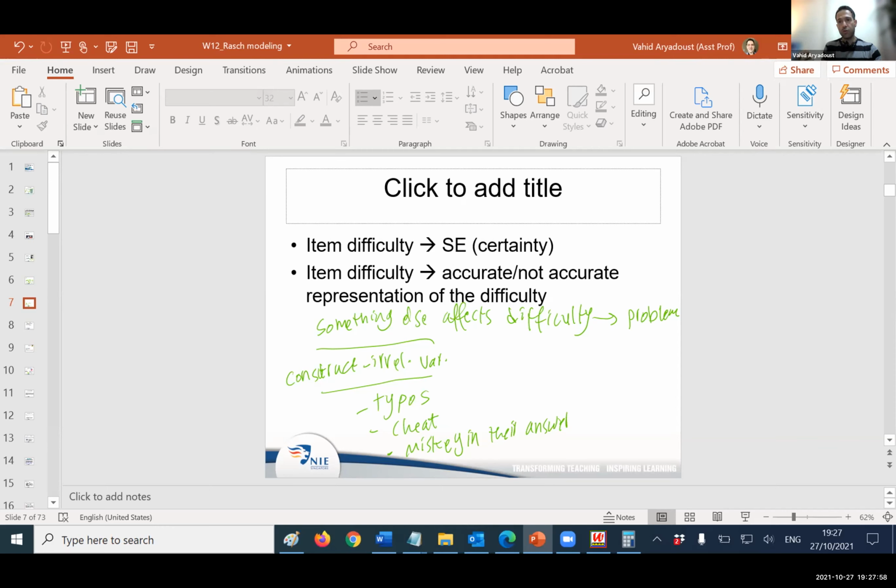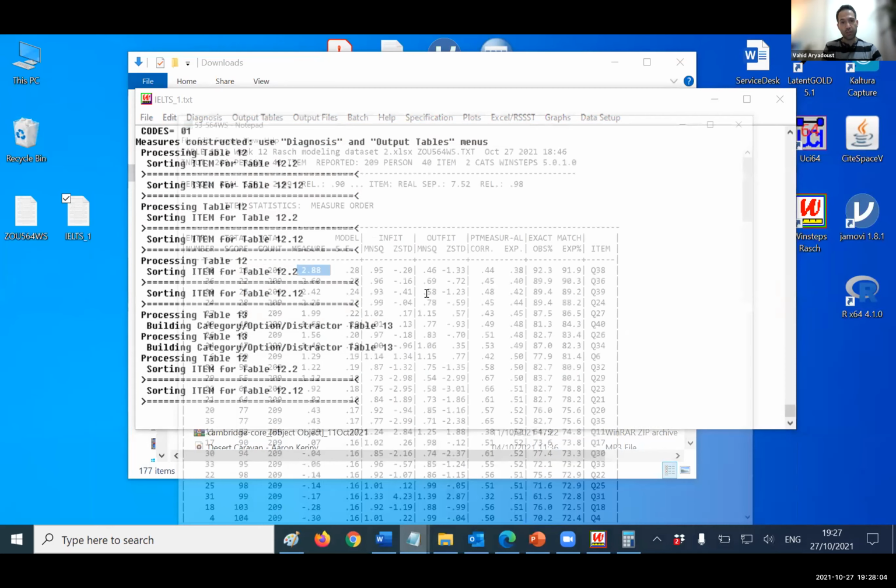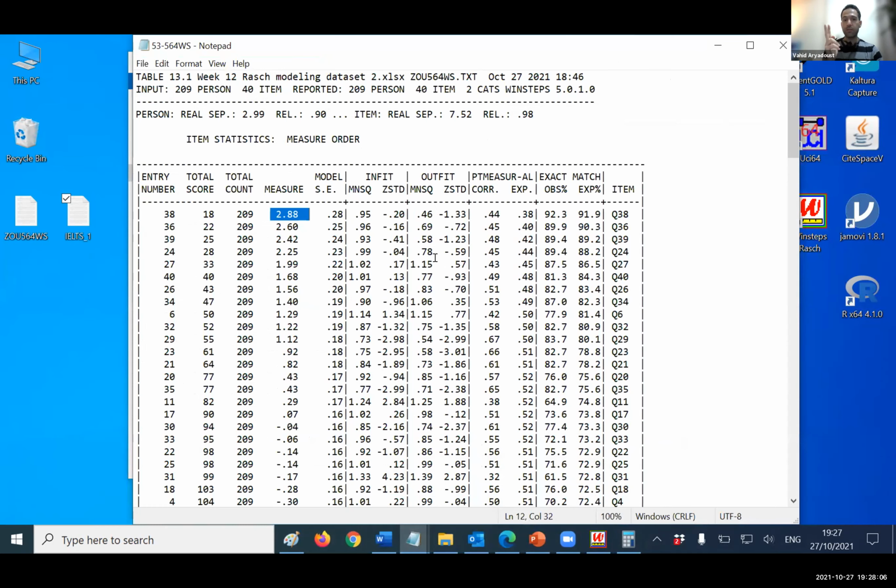Now, how do we know if the index is good or not good? Can we say it's accurate or not? We have two ways of looking at it. They're called infit and outfit.